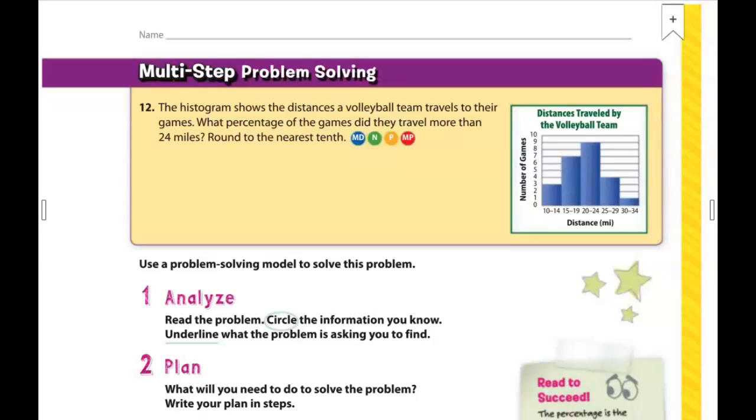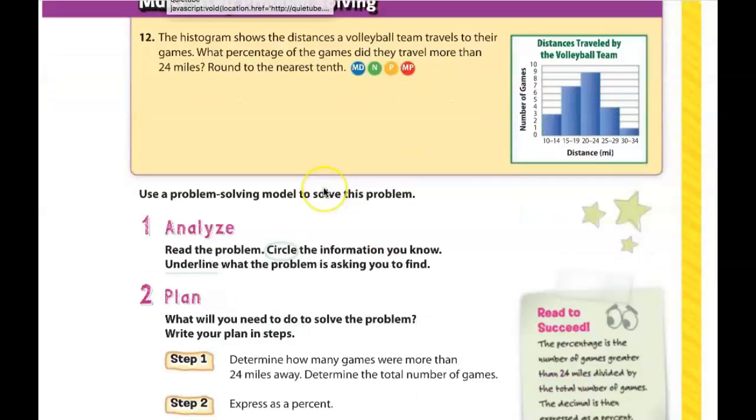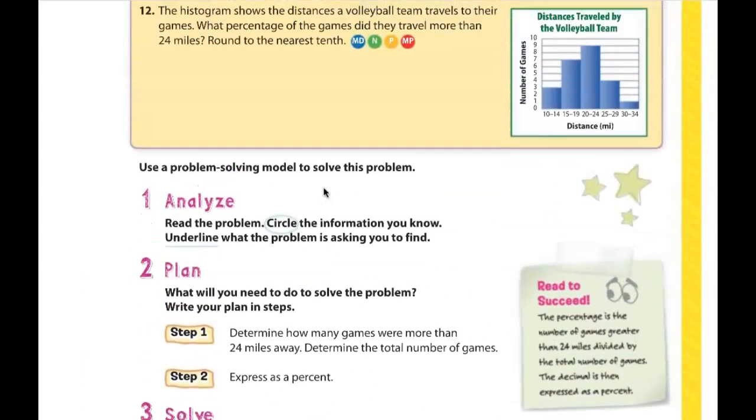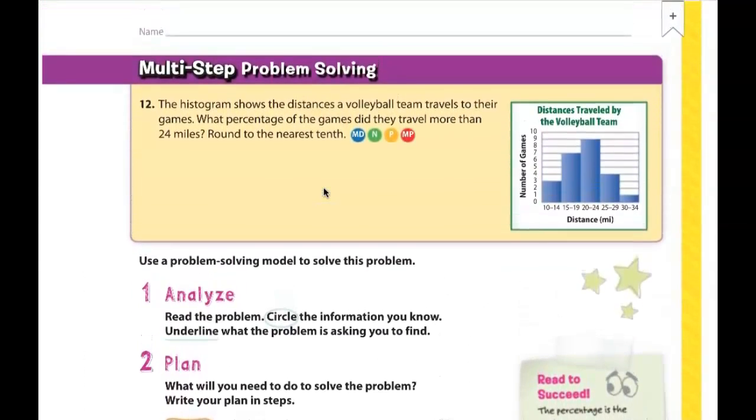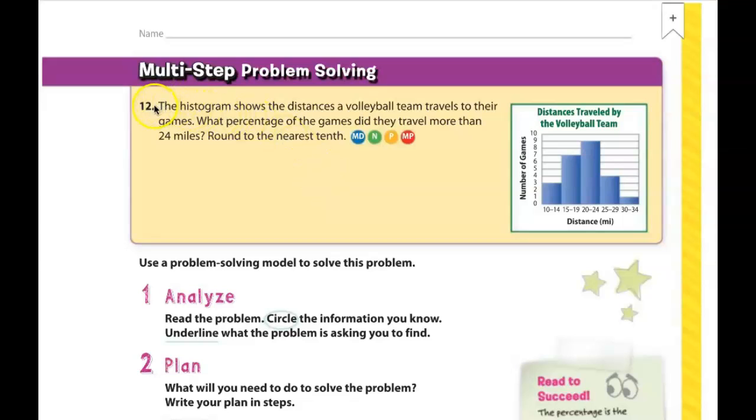In this notes video, we're going to continue working on Chapter 10, Lesson 6, focusing on problem solving. You need to be on page 833. All right, we are going to read problem number 12. It says the histogram shows the distances a volleyball team travels to their games. What percentage of the games did they travel more than 24 miles?